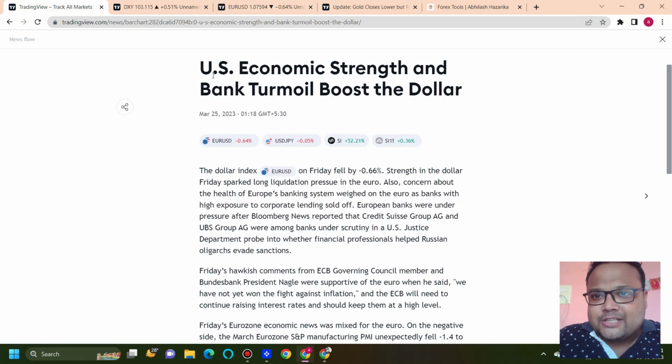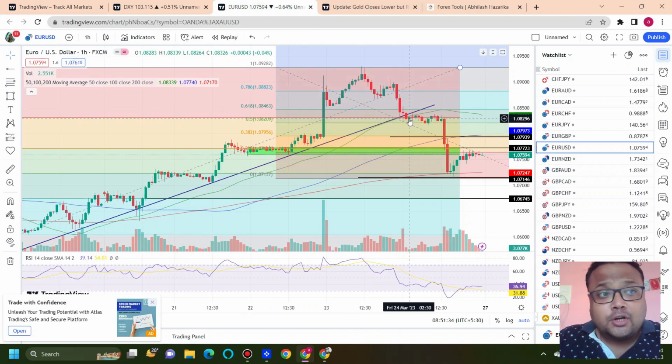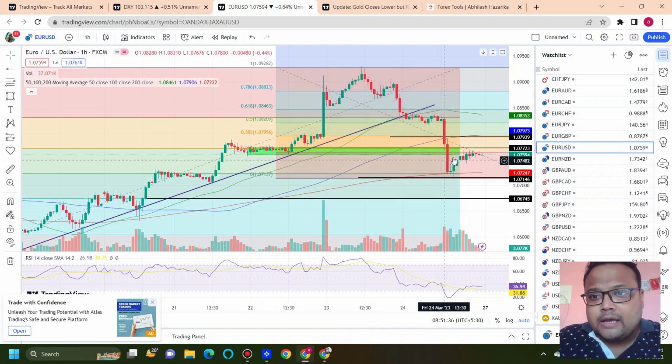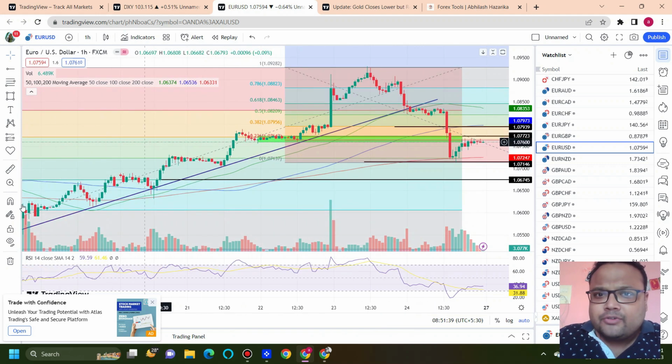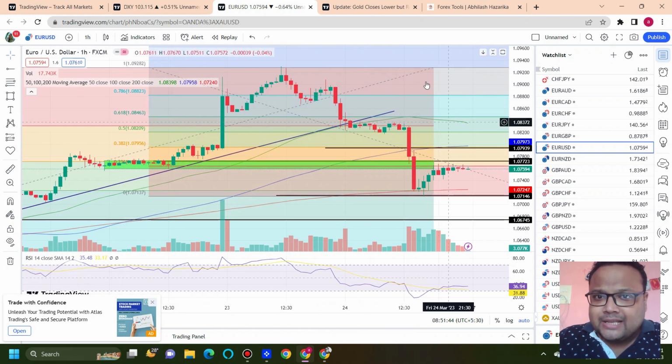So US economic strength and bank turmoil boost the dollar. You can see on the screen that strength in the dollar Friday sparked long liquidation pressure in the euro. Also concerns about the health of Europe's banking system weighed on the euro, as banks with high exposure to corporate lending sold off. We got to see a huge correction on the chart of Euro USD. And we can still see that the overall trend may be towards the upside, but if we observe the present trend of Euro dollar, then yes, there is weakness on the chart.